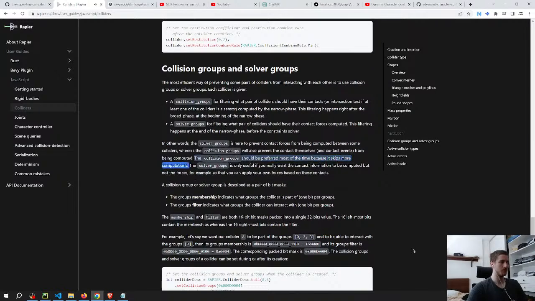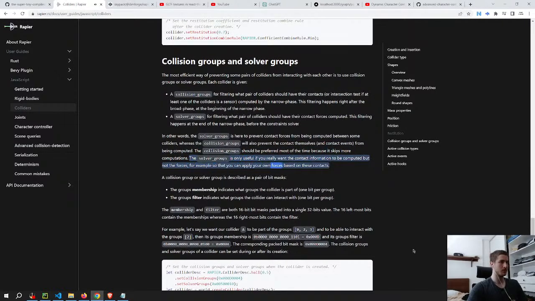The collision_group should be preferred most of the time because it skips more computations. The solver_group is only useful if you really want the contact information to be computed but not the forces, for example, so that you can apply your own forces based on these contacts.